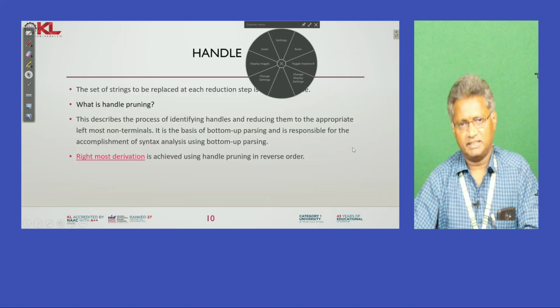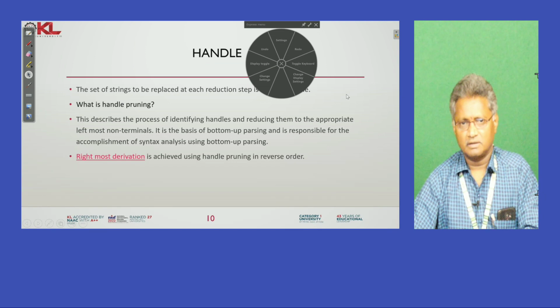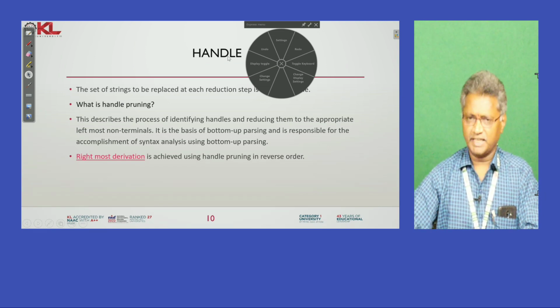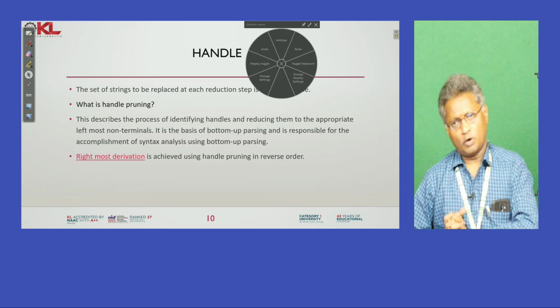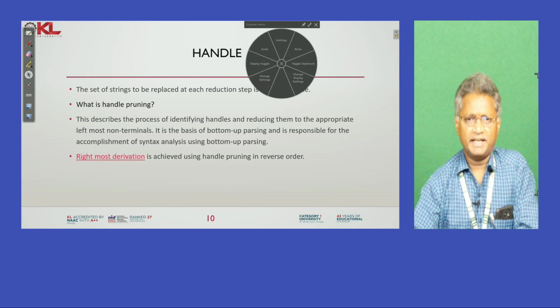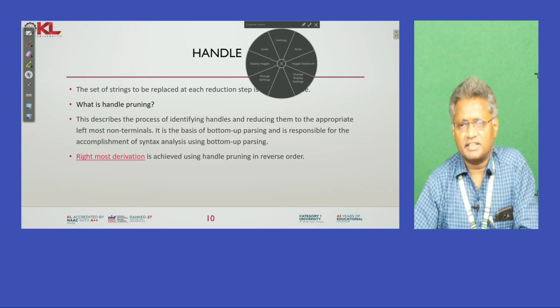Next, handle. Our next topic is handle and handle pruning. What is the meaning of handle? We already told: handle means the set of strings to be replaced at each reduction.